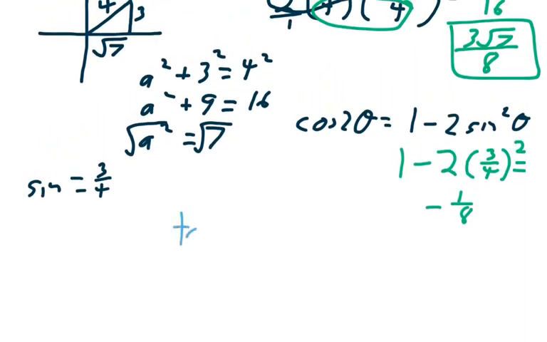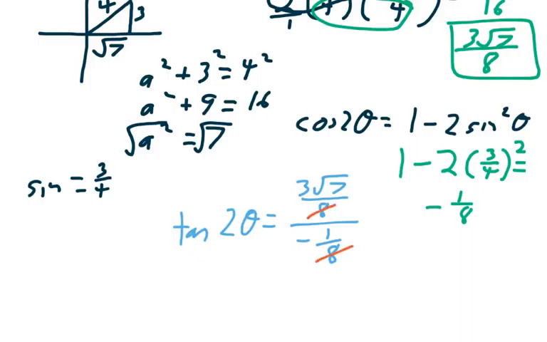So the tangent of 2 theta is equal to 3 square roots of 7 over 8 divided by -1/8. These two 8's can cancel, and so I got 3 square root of 7 over -1, which is equal to -3 square root of 7. And so here was my answer for A, here was my answer for B, and here was my answer for C.